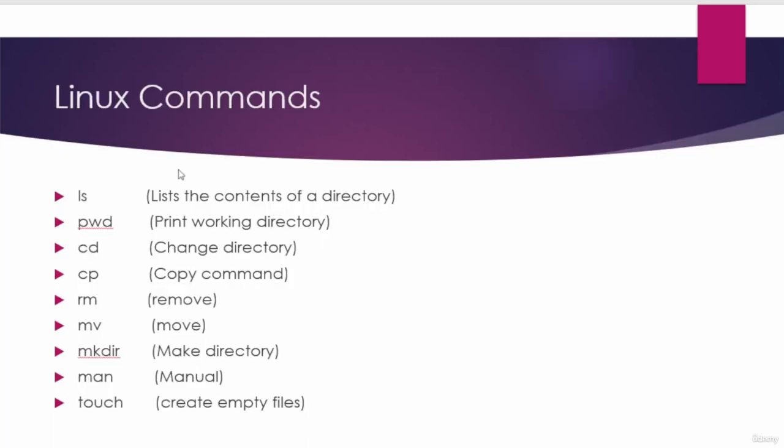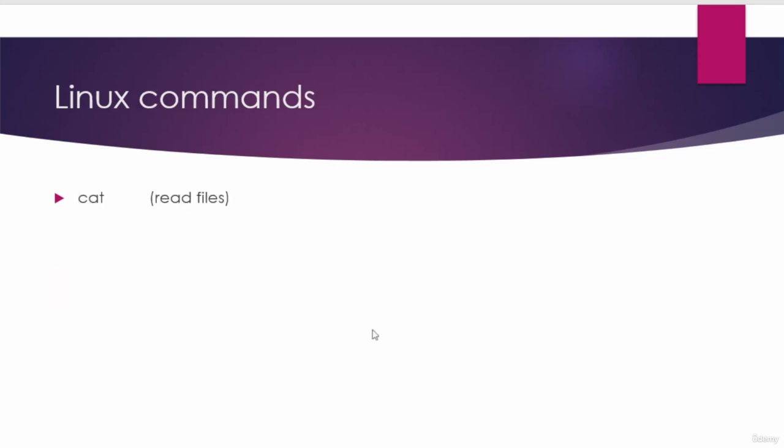So here are some Linux commands. ls is to list the contents of a directory. pwd stands for print working directory. cd for change directory. cp is the copy command. mv is the move command, same as cut in Windows. rm is to remove. mkdir is to make a directory, same as when we create a new folder in Windows. man for manual. touch to create empty files. And cat to read files.